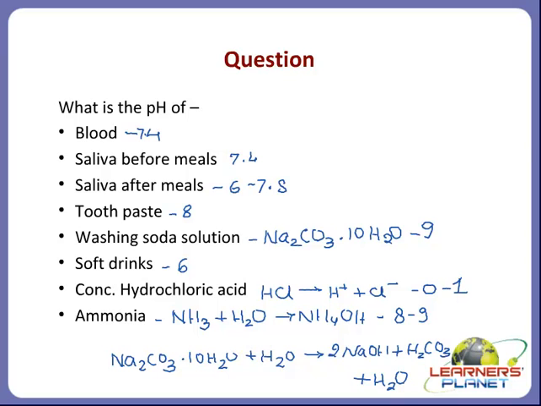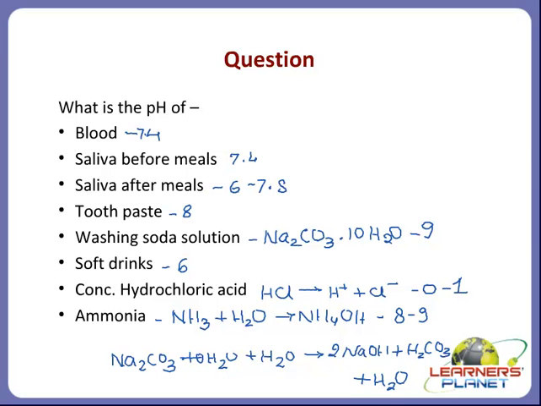Why 8 to 9? Why not 14? Why not 10? Because your ammonium hydroxide is a weak base. Getting my point? Weak base means that it is not completely dissociated. When it is not completely dissociated, what is happening? The concentration of OH minus ions is less. So it is not a very strong base. That is why its pH is 8 to 9. Right, students? So this was our question.